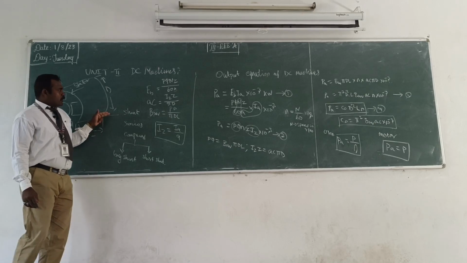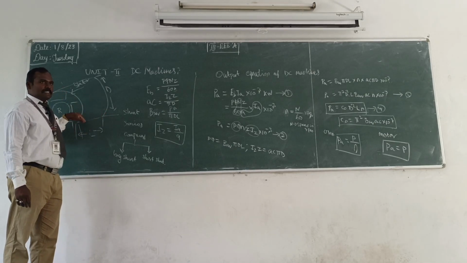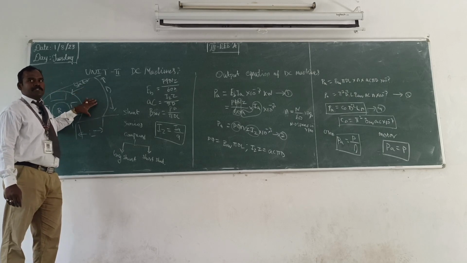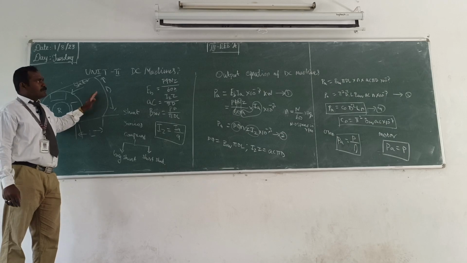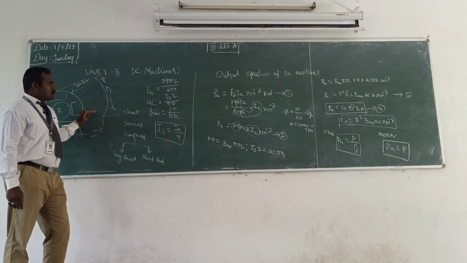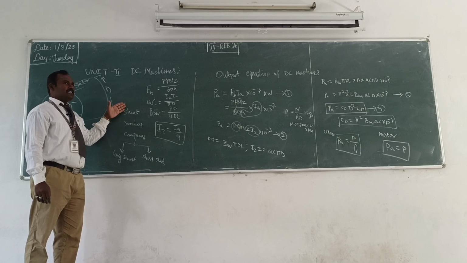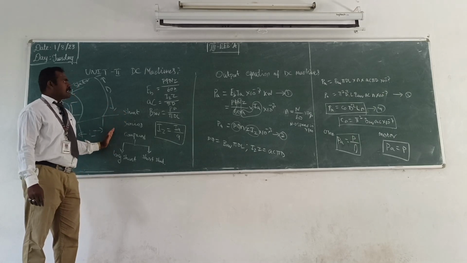Then, while you are considering the major design, that is the diameter and length, you need to consider that these are the main dimensions of the machine that you are going to design from the output equation. The machine has three different types, that is the shunt motor, series and compound motor. These are the basic three categories.